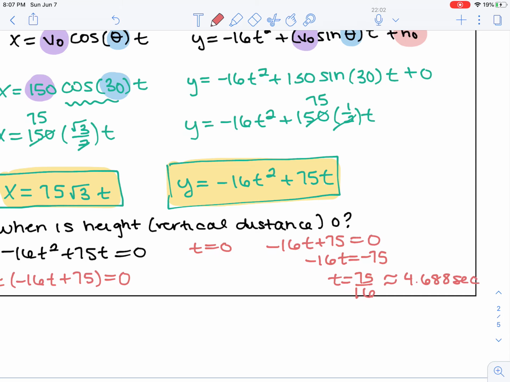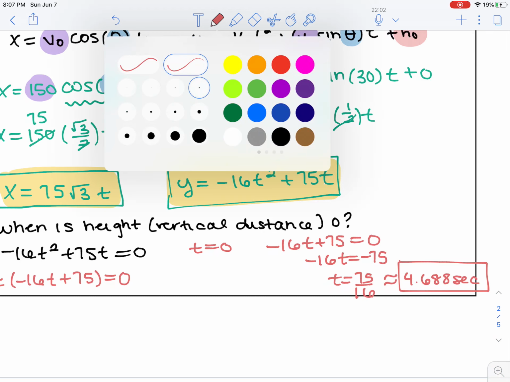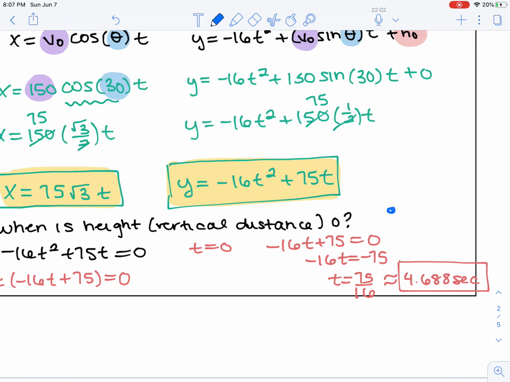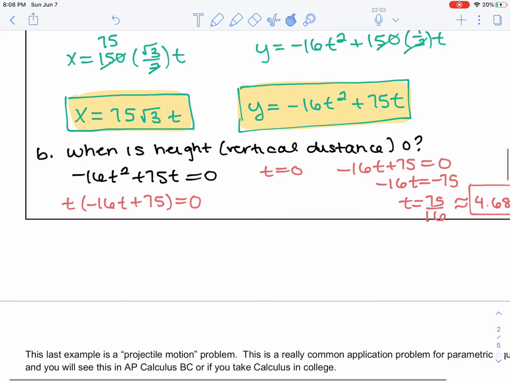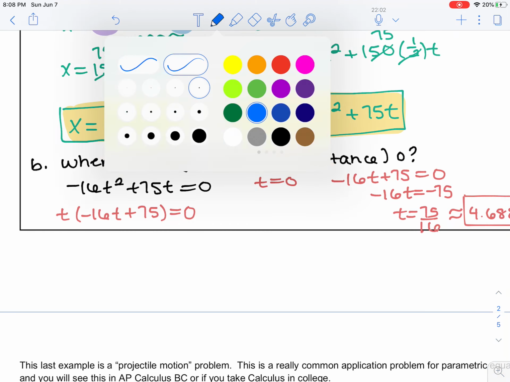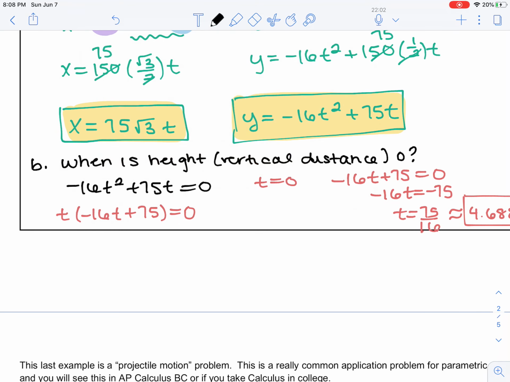4.688 seconds. Okay, so we know that when we hit this golf ball, we hit it from the ground, it landed back on the ground, that was t equals 4.688 seconds. So it was in the air for just under 5 seconds, given this initial velocity and angle of projection. Okay, so part C is asking us for the maximum height of the golf ball.